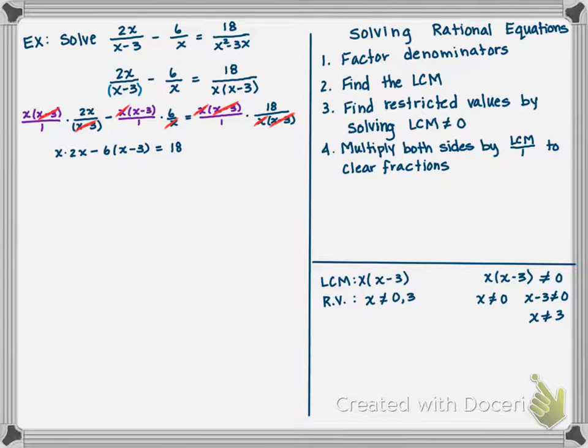And then to get rid of those parentheses, I need to distribute the -6. So we have 2x squared minus 6x plus 18 equals 18. And then our next job is to figure out how to solve this equation.